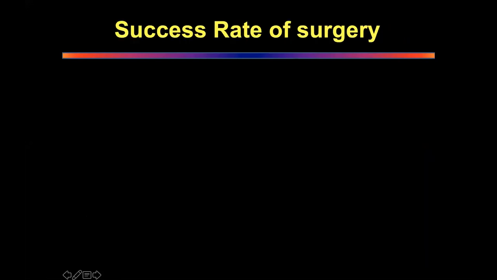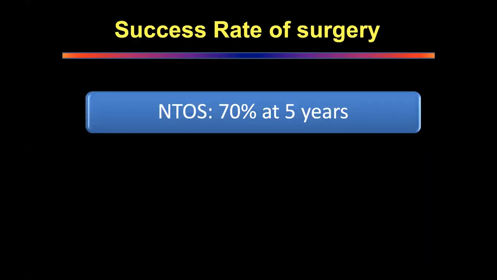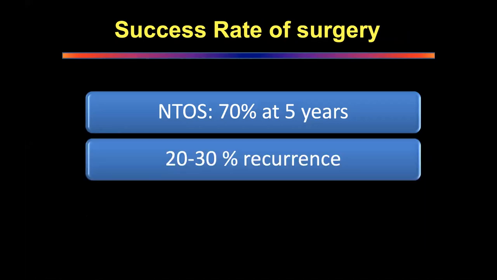Okay, what is the success rate of surgery? For neurological success rates, it's about 70% at 5 years. Okay, so very, very good outcomes once you take away the first rib. There are 20 to 30% known cases of recurrence.